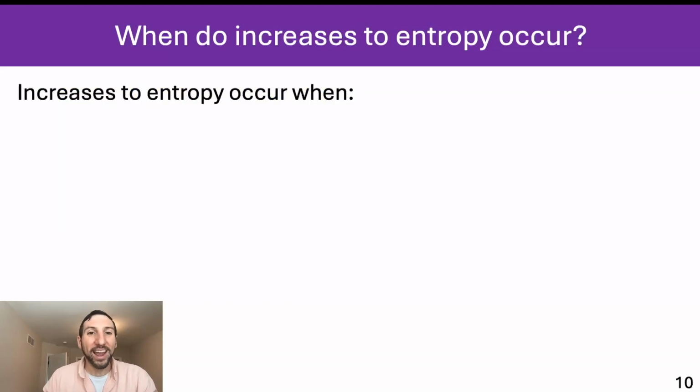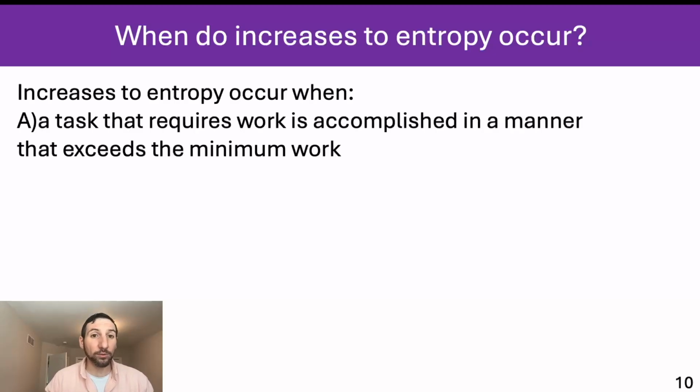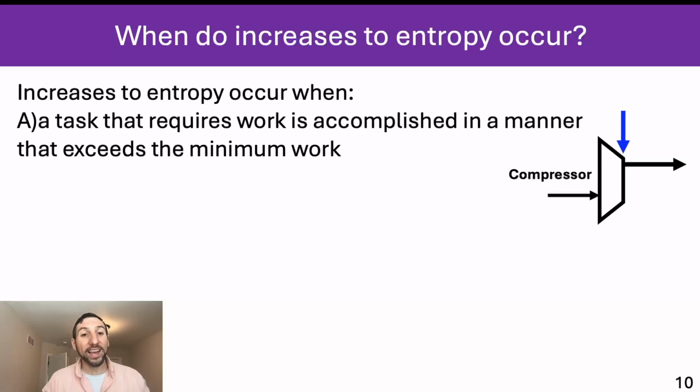So with entropy, when do increases in entropy occur? Well, you can have an increase in entropy when a task that requires work is accomplished in a way that exceeds the minimum amount of work. One example of this is a compressor. We have a gas coming in, and I'm going to put work into my compressor so that my gas is coming out at a higher pressure. Theoretically I may need 100 joules of work for this to happen, but realistically it's going to take 200 joules of work to compress my gas to the desired exit pressure.